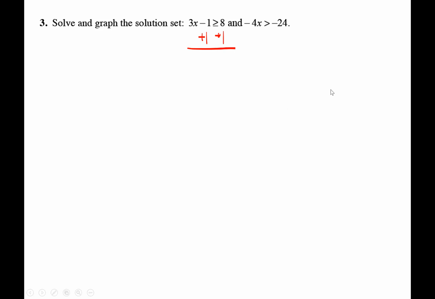So 3x minus 1 greater than or equal to 8. I'm going to add 1 to both sides. That gets you 3x greater than or equal to 9. I think you guys know what to do here. Divide by 3, and voila, we get ourselves an answer: x greater than or equal to 3. Awesomeness.